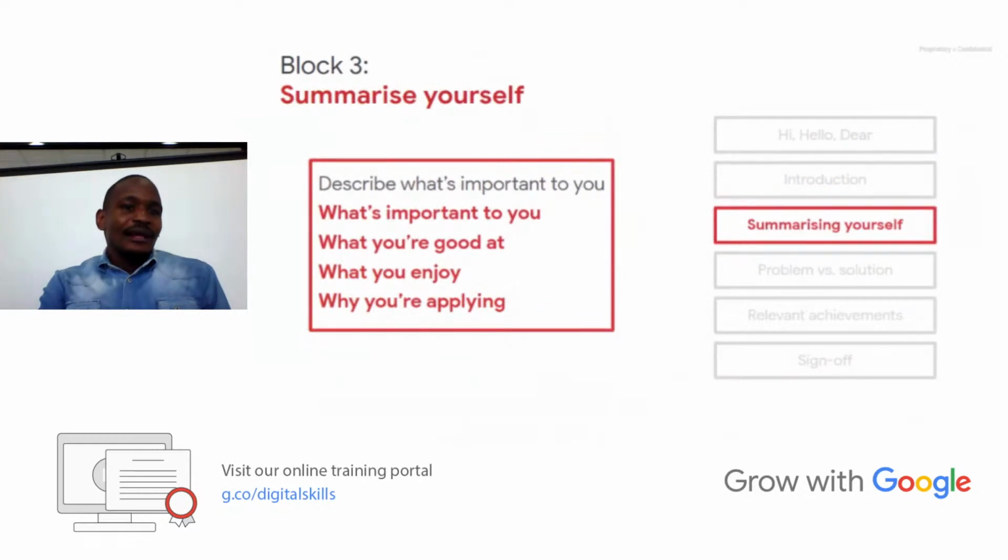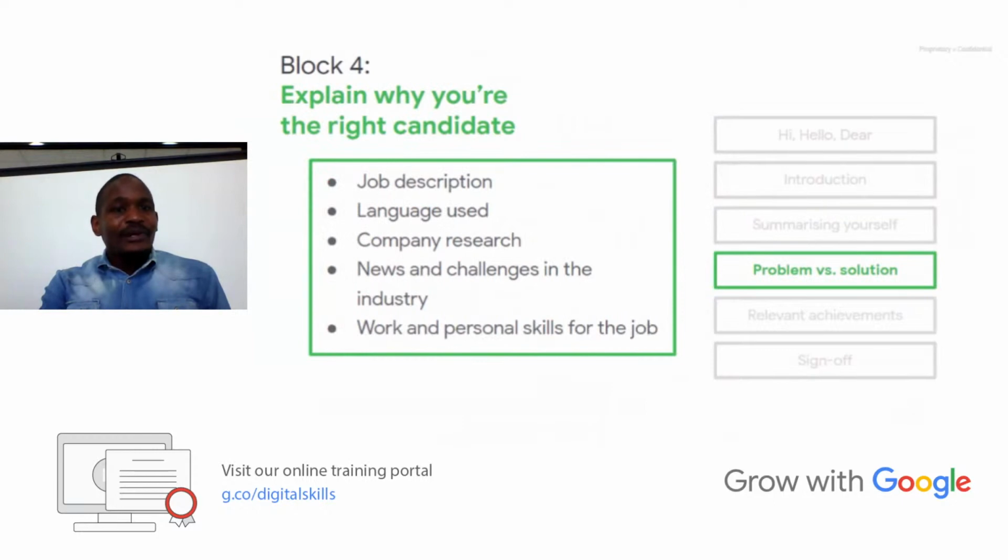And now the third thing, summarize yourself. Tell us what's important to you. What are you good at? What do you enjoy doing? Why are you applying for this particular job? By summarizing that, you shall be in a position to easily give us in a nutshell who you really are and what you consider important. And please make sure you tailor make it to match the job that you are applying for.